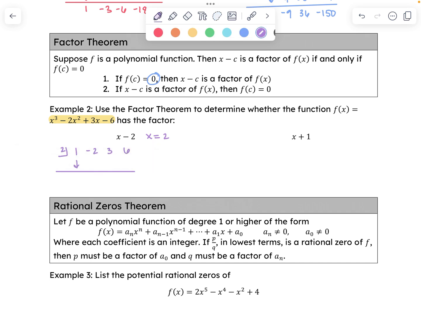I'm going to bring down my 1, multiply it by my box, so I get 2. Negative 2 plus 2 is 0. Multiply that by 2 and get 0. Add to get 3. And 3 times 2 is 6. Oh, my negative disappeared. Negative 6 plus 6 gives me 0. So since that is 0, that means that f of 2 is 0. And yes, this is a factor.